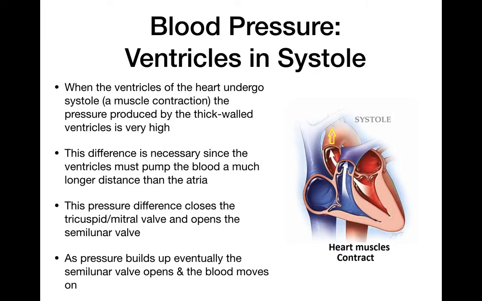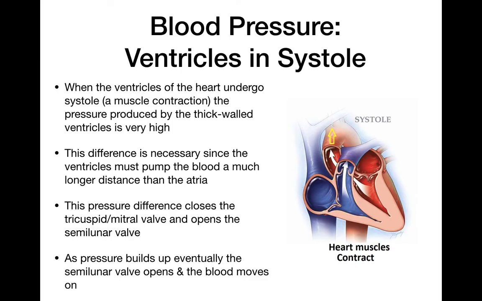So then the ventricles are going to pump next, and the ventricles are really thick compared to the atria, very muscular. And when they undergo systole, remember systole is the contracting of the muscle, these really thick walls can produce a lot of pressure, and that's going to pump the blood all the way to the lungs in this case, and to the entire body in this case.